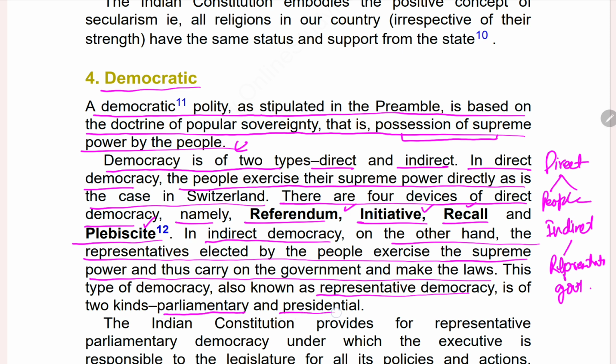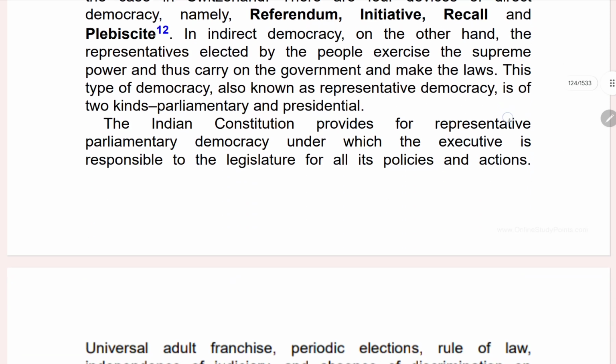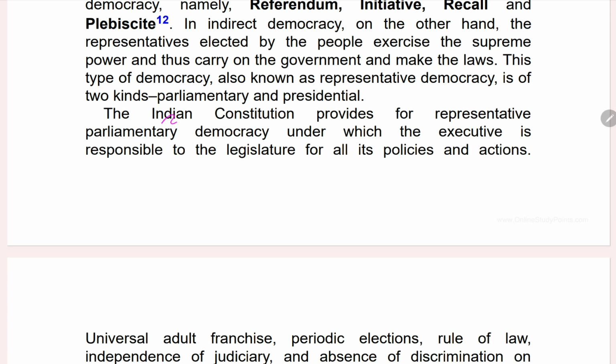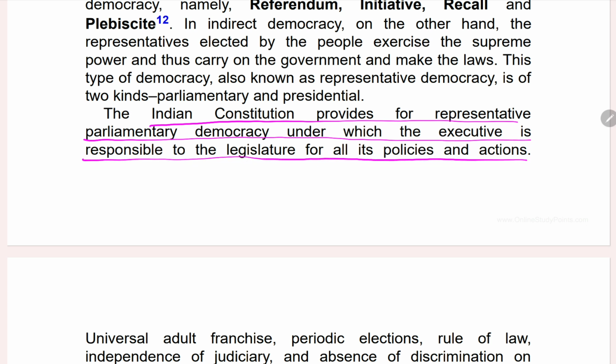And also in representative democracy, there are two types of government, that is parliamentary and presidential. India follows the parliamentary government. Presidential is followed by the US. All right. The Indian Constitution provides for the representative parliamentary democracy, under which the executive is responsible to the legislature for all its policies and actions. So the Indian Constitution follows indirect democracy, and even in this indirect democracy, India follows the concept of parliamentary democracy.